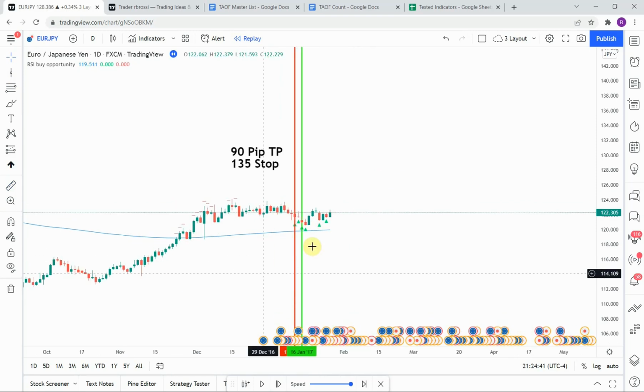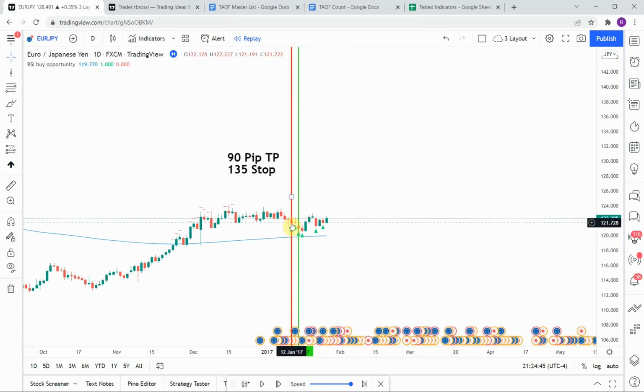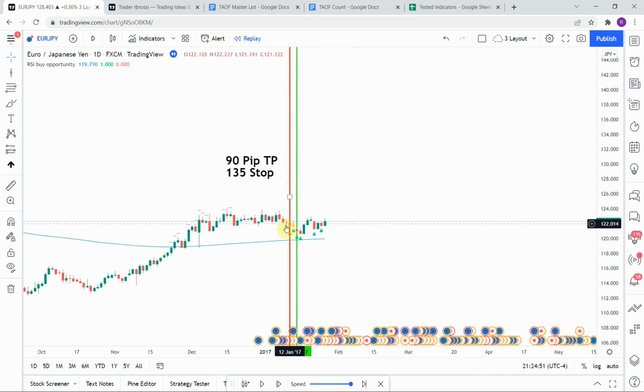Alright, so the first signal that we pick up is a long signal. Only looking for long signals, so we pick up that long signal right here. Unfortunately, price action continues to push down pretty heavily there. Comes down, stopping us out on that one.